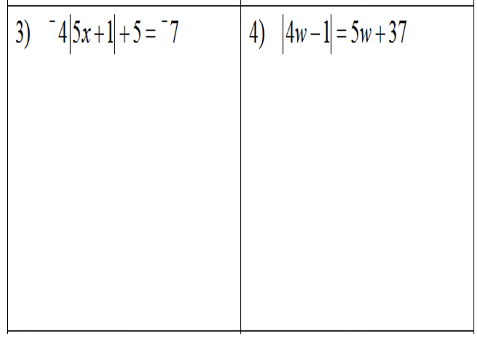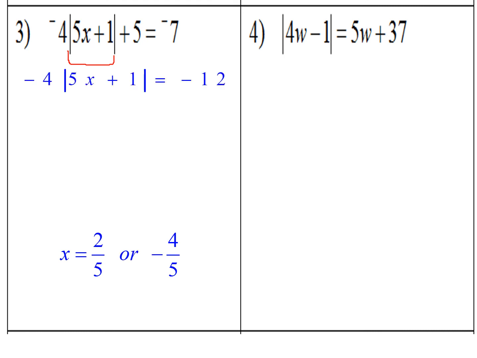Here, let's not just assume because there's a -7 that it's not going to work. Let's isolate the absolute value. So here we go. -4 times the absolute value of 5x plus 1 is equal to -12. We're going to divide each side by -4. Now we get absolute value of 5x plus 1 is equal to 3.